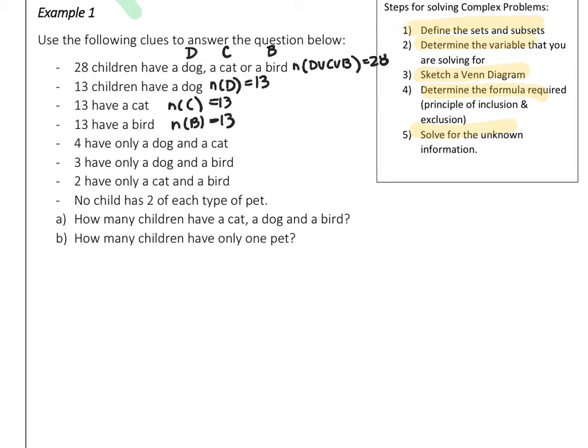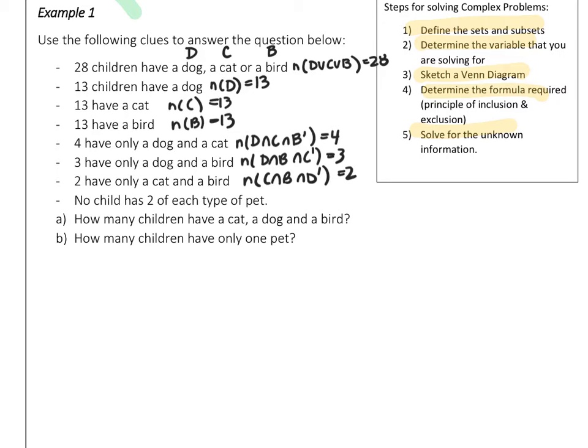4 only have a dog and a cat. So what this actually is, is the number that have a dog and a cat, but not a bird. So that's the complement of the bird. That's equal to 4. The number that have a dog and a bird, but not a cat, is 3. The number that have a cat and a bird, but not a dog, is 2. And it tells us that no child has 2 of each type of pet.